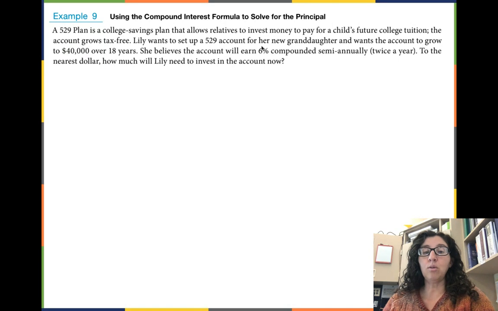In 18 years, she wants it to be worth $40,000. The account, she's assuming, again, we never know about these things looking forward, is going to earn about 6% interest. R is going to be about 6%, compounded semi-annually or twice a year. To the nearest dollar, how much will Lily need to invest in the account now? You could pause it and try to figure that out.